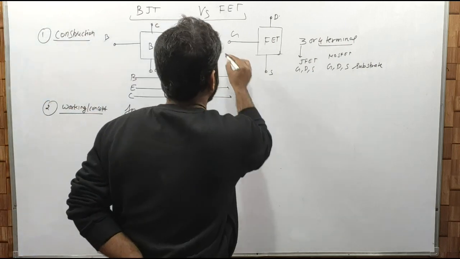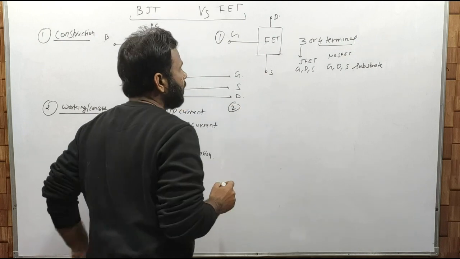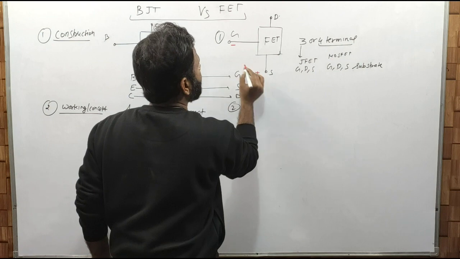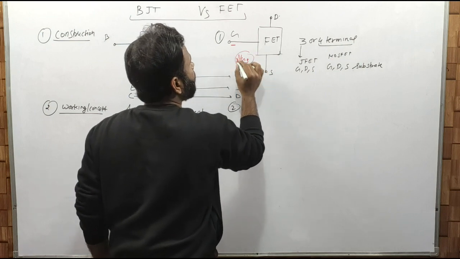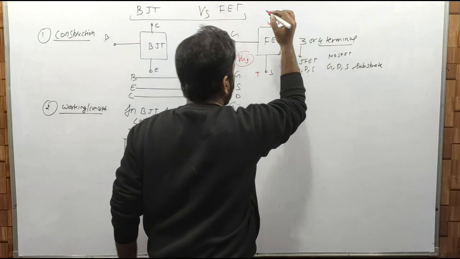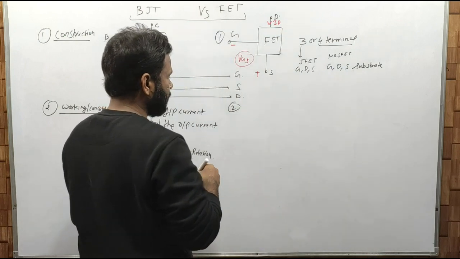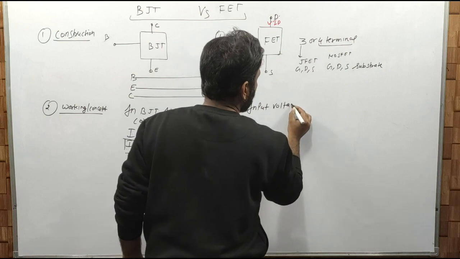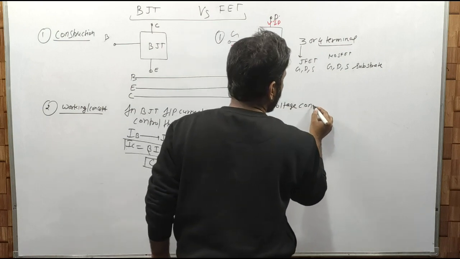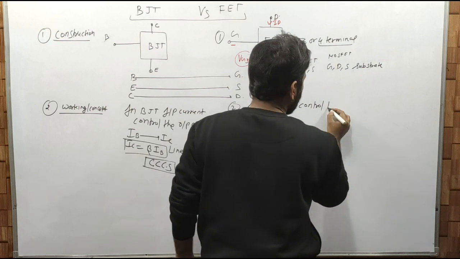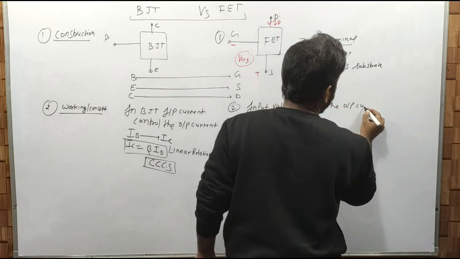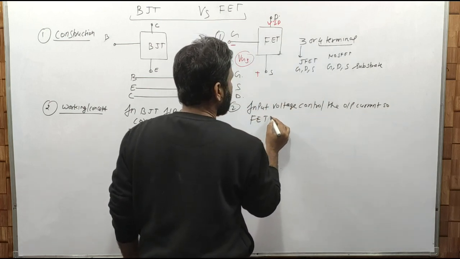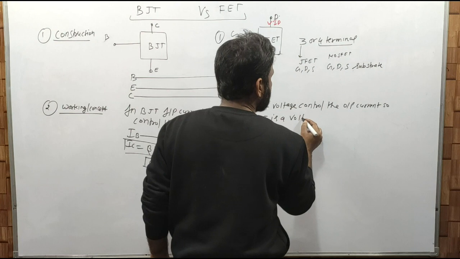But in case of FET, this input voltage, this gate to source voltage will decide this output current. So here input voltage controls the output current. So FET is a voltage controlled device.